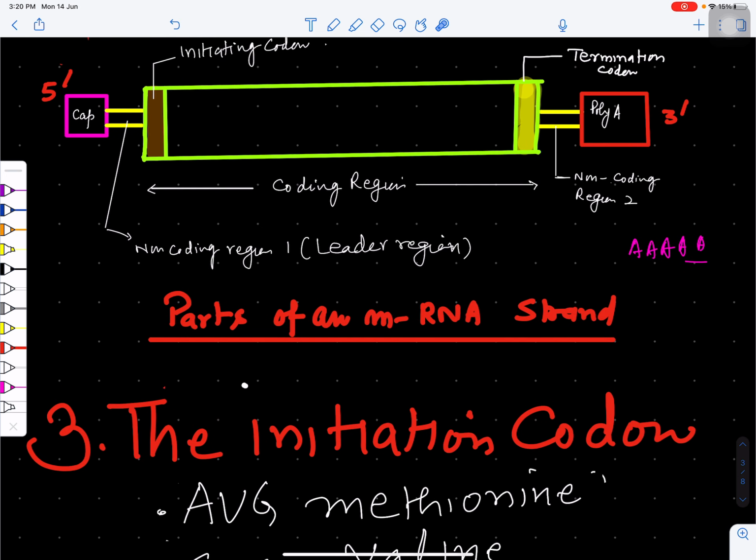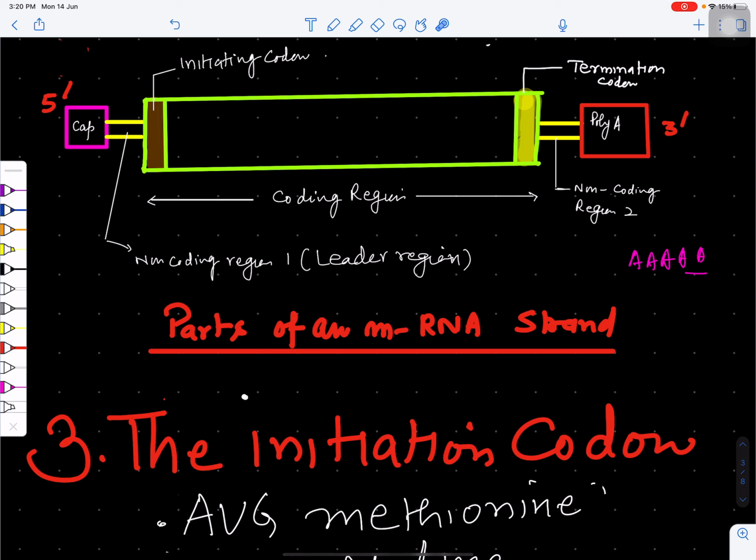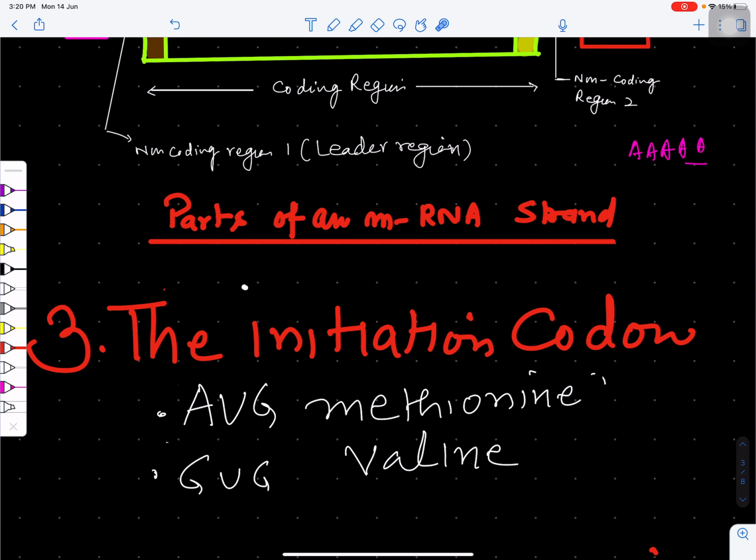Now this part, as we have discussed, is the initiating codon. This part is the coding region. In the initiating codon, we can say this is the first codon, which will form methionine and help in initiation of the protein formation. So this is AUG, which will code for methionine. GUG will code for valine.